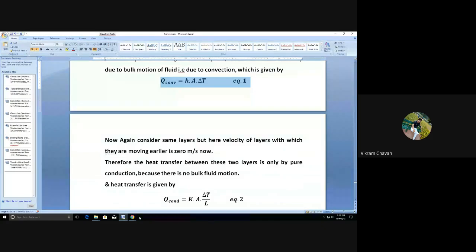Next line, write down. Now again, consider the same layers, but here the velocity of layers with which they are moving, earlier, is 0 meter per second now.